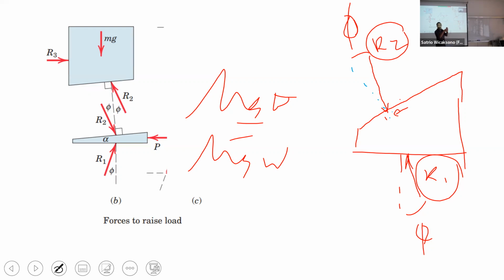Gaya geseknya arahnya masih ke kiri. Tetapi setelah ditotalkan, resultannya itu masih agak ke kanan. Karena permukaannya sangat-sangat miring, kebayang ya?